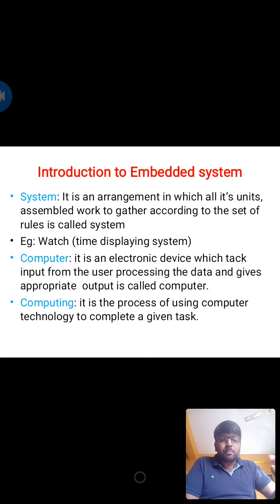So coming to the definition of computing. Computing is the process of using computer technology to complete a given task. Whatever tasks you give to the computer, their completion is called computing. It is the process of using computer technology to complete a given task. So this is the definition of computing. These are the basic required definitions of system, computer and computing.